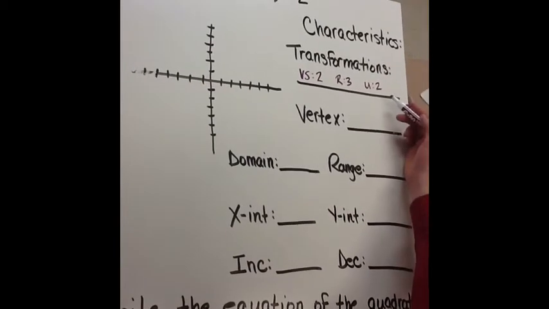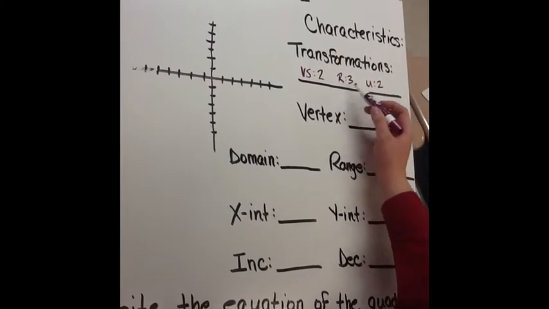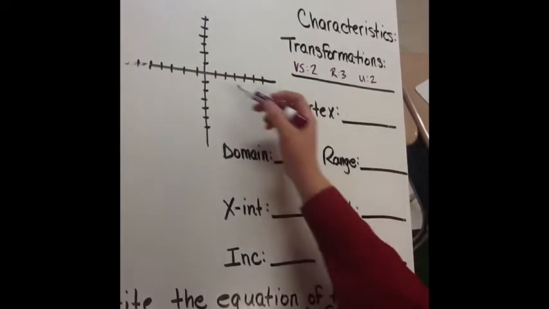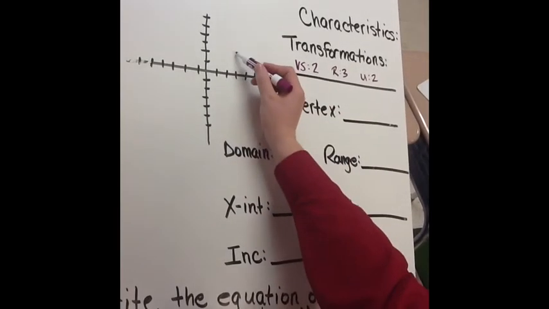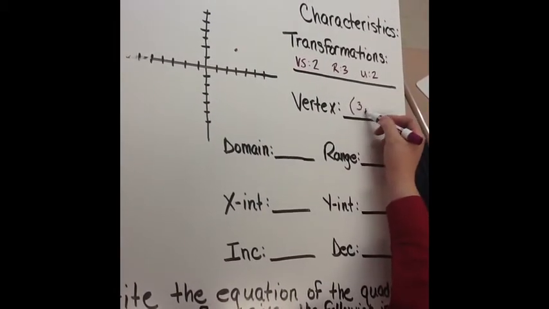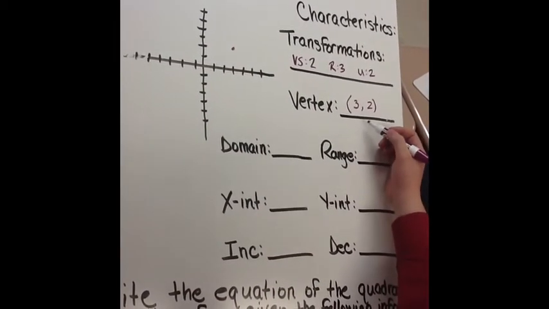Once we have our transformations, the right shift and the up shift are going to be a good indication of where our vertex is going to be. Since we're going right 3 and up 2, that tells us our vertex is going to be at (3, 2).